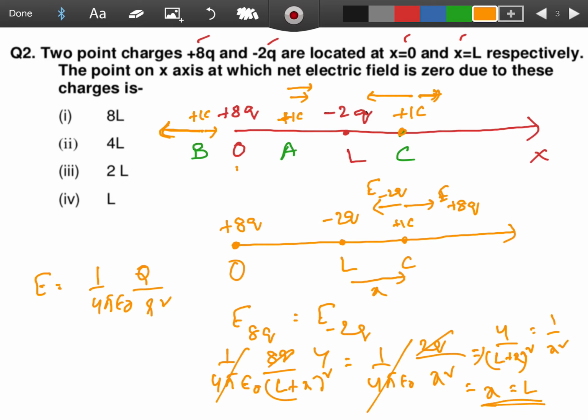But what are they asking? They are asking the point on x axis at which the electric field is 0. So from origin you have to find the distance. From origin up to here it is L, and from here to here it is again L. So the answer is 2L. Okay.